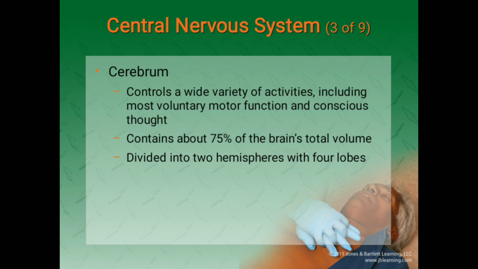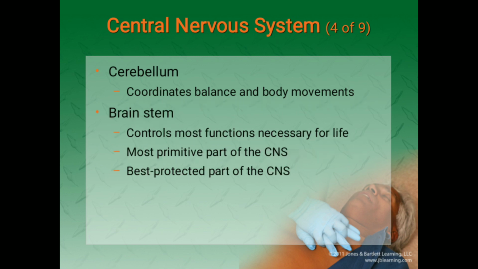If we talk about the cerebrum, it controls a wide variety of activities including most voluntary motor functions and conscious thoughts. It contains about 75% of the brain's total volume, meaning it is the largest part of our brain, as I have told you earlier, divided into two hemispheres with four lobes. We have discussed these four lobes in the diagram: frontal, temporal, parietal, and occipital lobes.